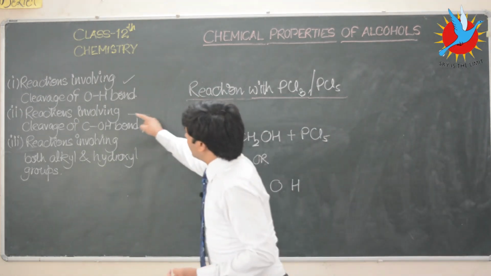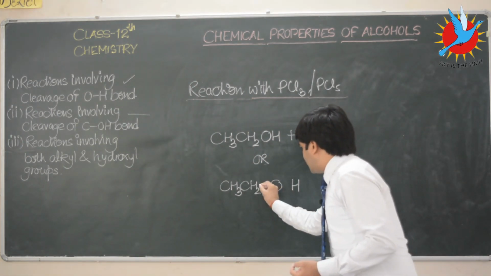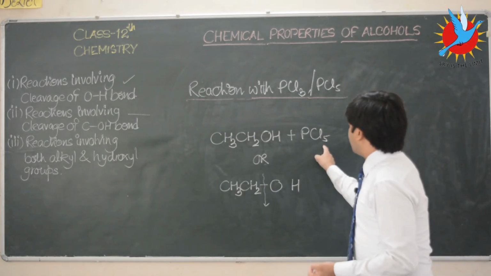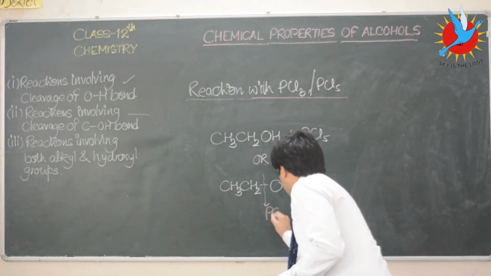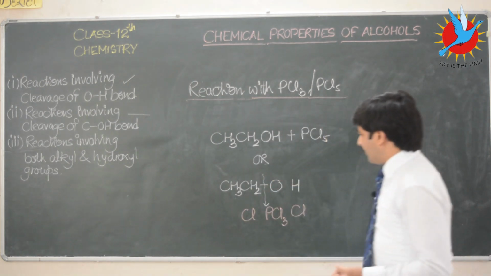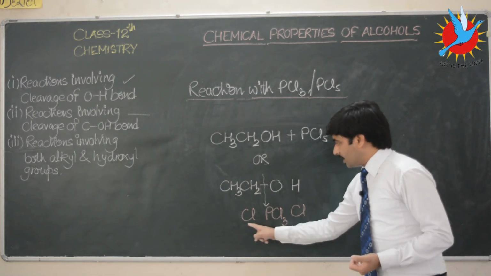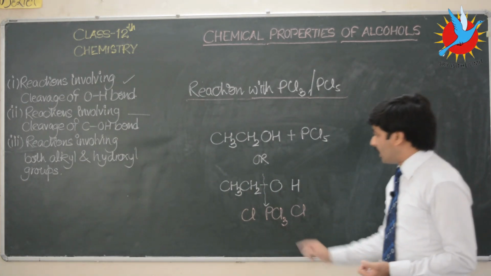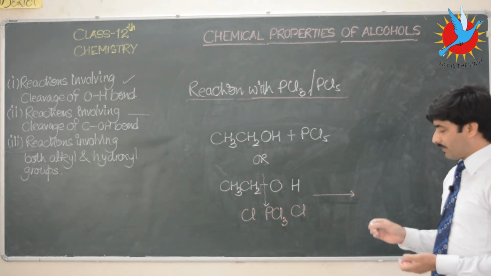We are learning about the reaction involving cleavage of the C-OH bond. So this bond gets broken down, and we have to write PCl5 in this way: PCl3 plus Cl2. If you add them, you will get PCl5. You have to write it in this way so that you can predict the product very easily.